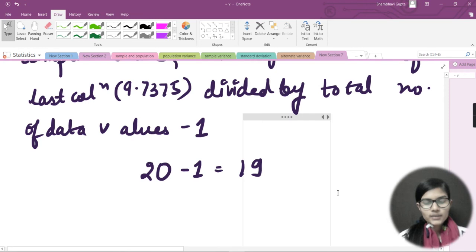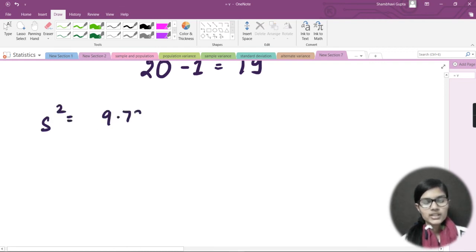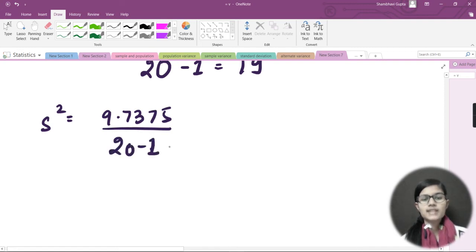This is the way I get my sample variance. So just quickly do that. S square is equal to 9.7375 divided by 20 minus 1, and that is 19, right? So I just wrote 20 minus 1 here. After doing this, I would get some value, and this is my sample variance now. But what I need to find is the sample standard deviation, right?